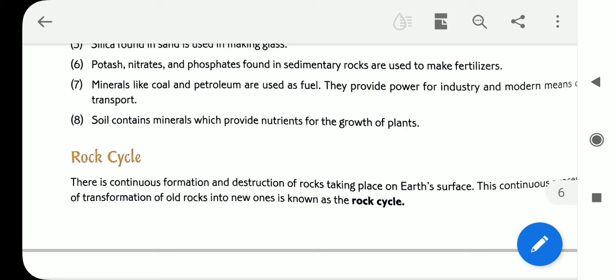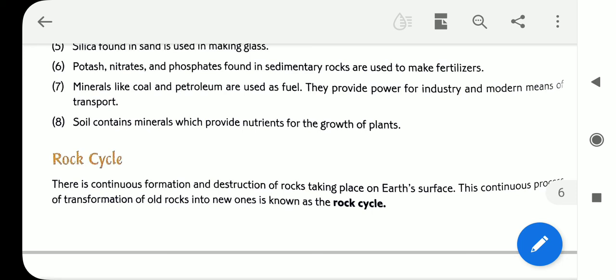The rock cycle. There is continuous formation and destruction of rocks taking place on Earth's surface. This continuous process of transformation of old rocks into new ones is known as the rock cycle. I repeat the sentence. The rock cycle means there is continuous formation and destruction of rocks taking place on Earth's surface. This continuous process of transformation of old rocks into new ones is known as the rock cycle.